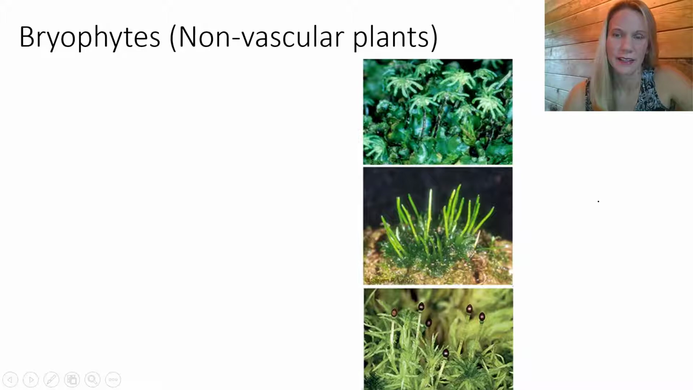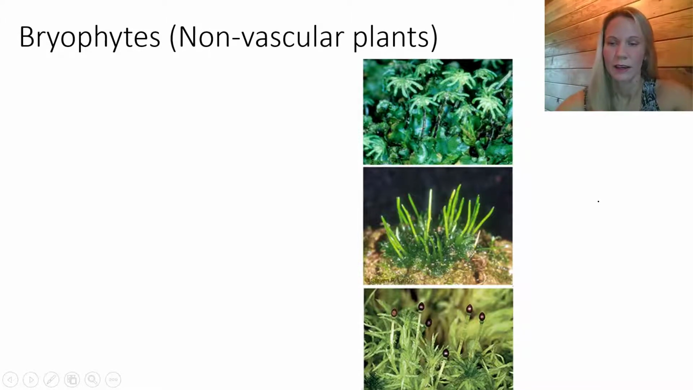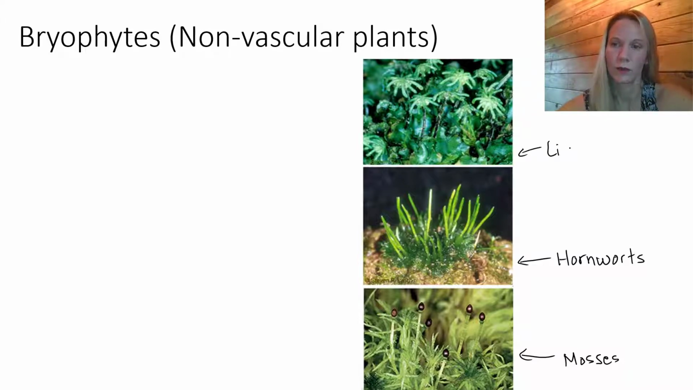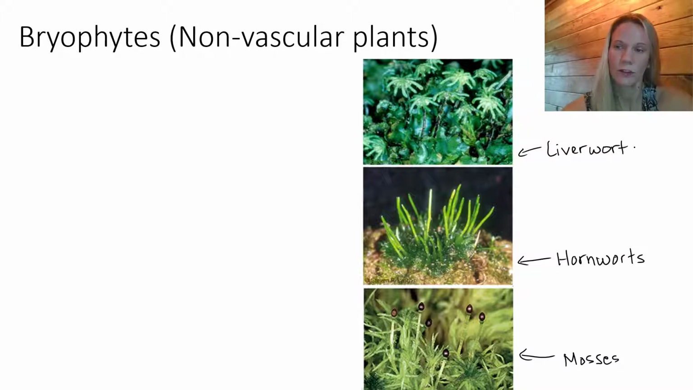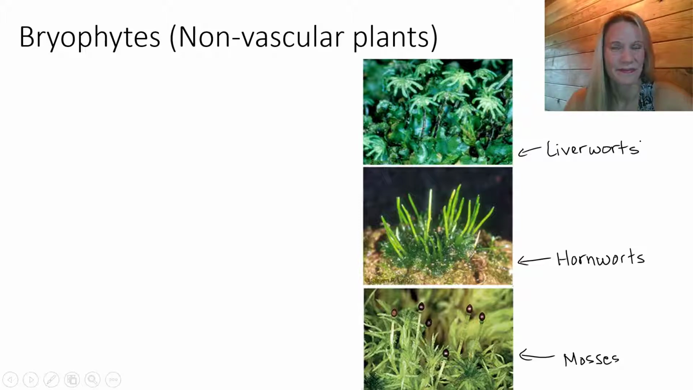So bryophytes fall into three different categories. So the bryophytes include mosses, what are called hornworts, and liverworts. So what traits do these plants have in common?